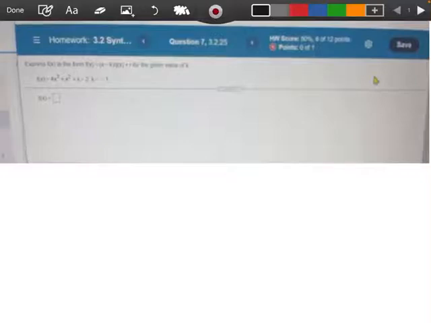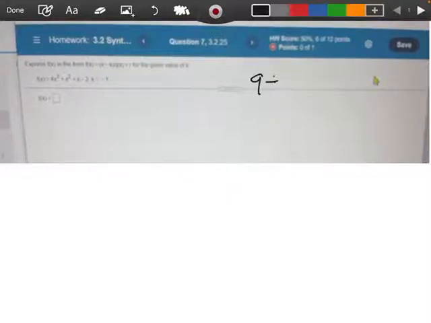All right, so y'all, this is number 7 out of 3.2, and it says express f of x in the form f of x equals x minus k times q of x plus r for the given value of k. Okay, so I'm going to try to sort of explain the idea of what we're doing here, okay?